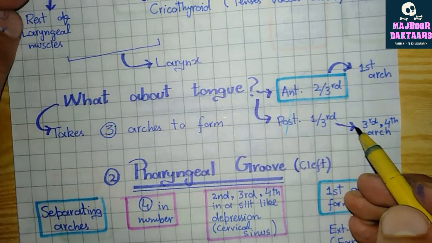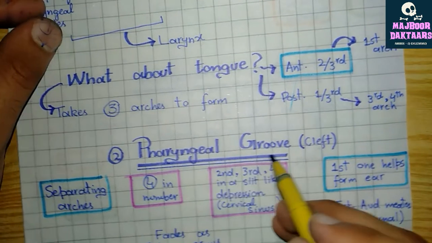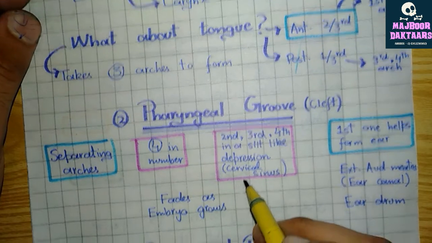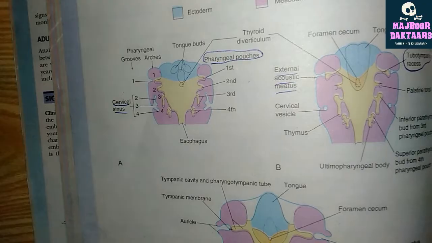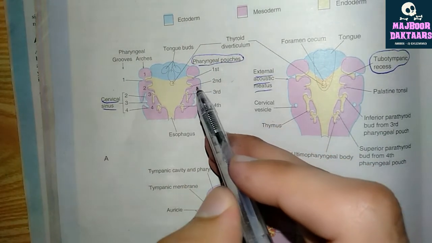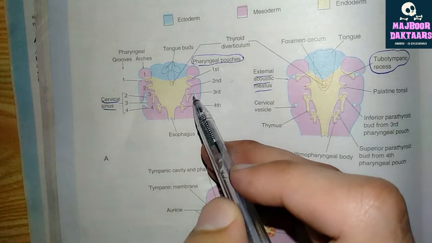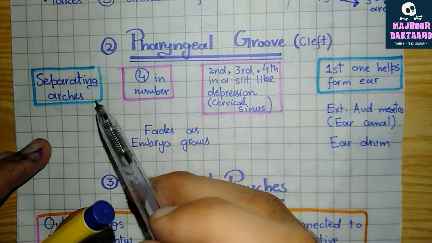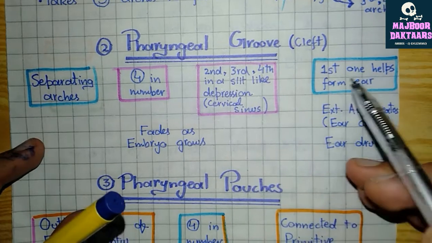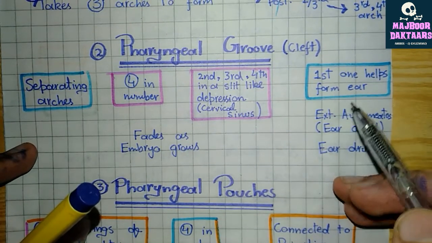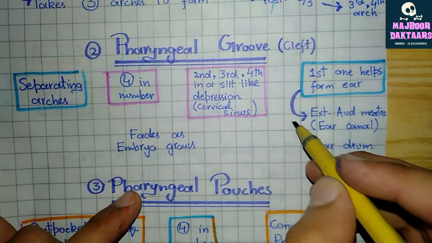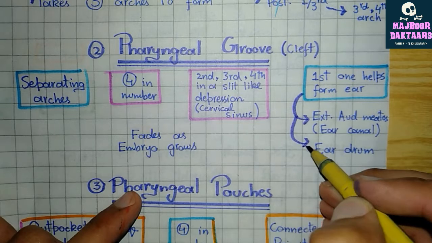Now we have done the arches. Now talking about the pharyngeal groove or cleft. The pharyngeal grooves or clefts are ectodermal depressions that are present between two arches. So they separate the arches, four in number. Now talking about the first one, which helps form the ear. It forms the external auditory meatus, that is the ear canal, and a part of the eardrum.